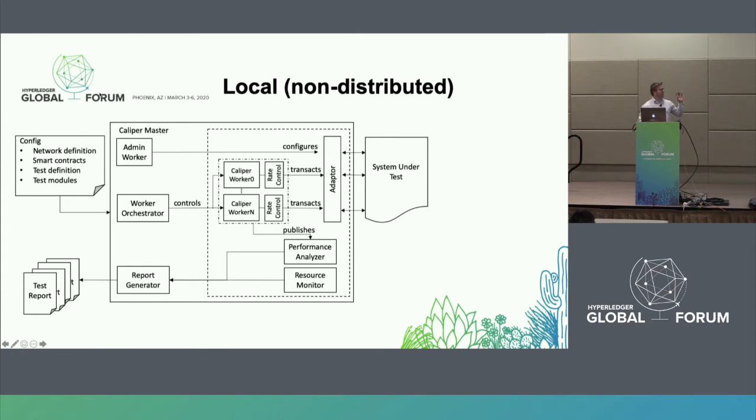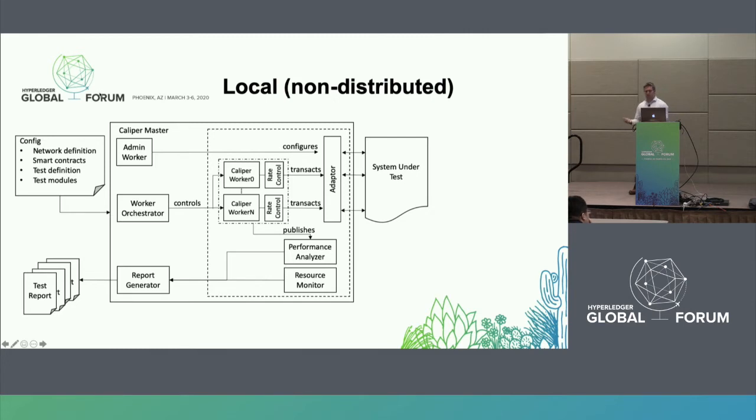And if we start on the top left corner, we have our configuration. Mentioned it before. We've got our network definition, our smart contracts, the test definition, and the test modules. These are the parts that you need to feed Caliper. And when that comes through into the master, we have an optional admin worker, and that works through an adapter to configure the system under test, possibly stand it up as well. And then we have a worker orchestrator that spawns multiple workers. Now, each of these workers are rate controlled through an adapter, and that's producing the workload.